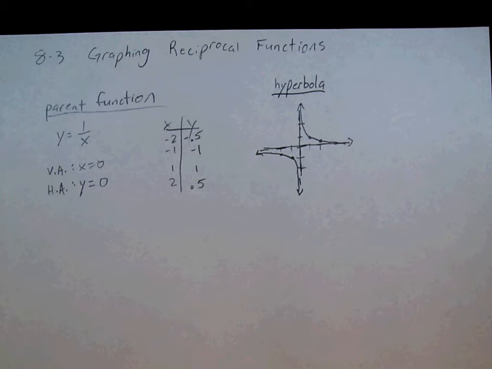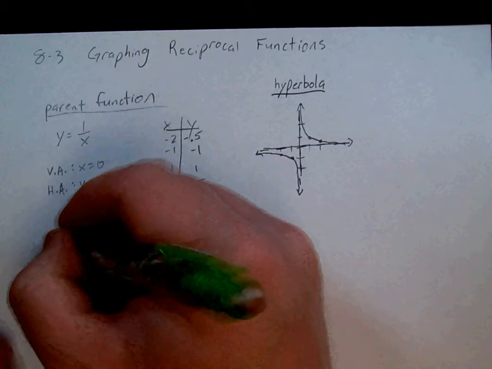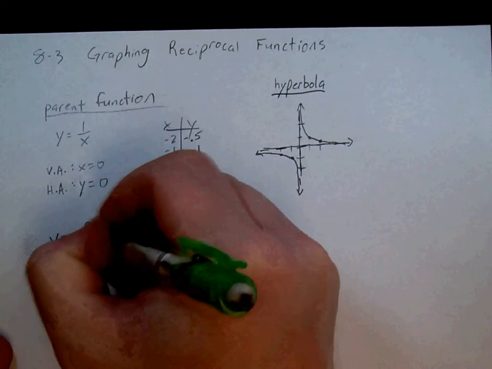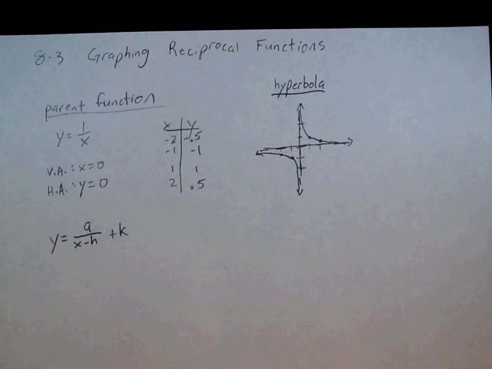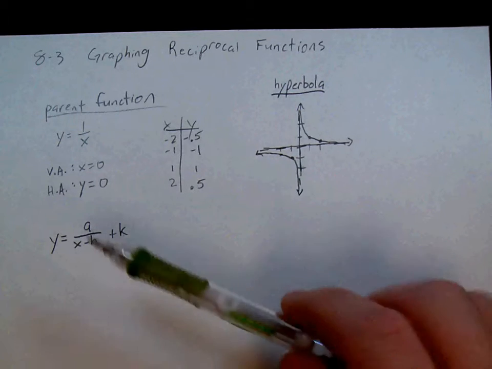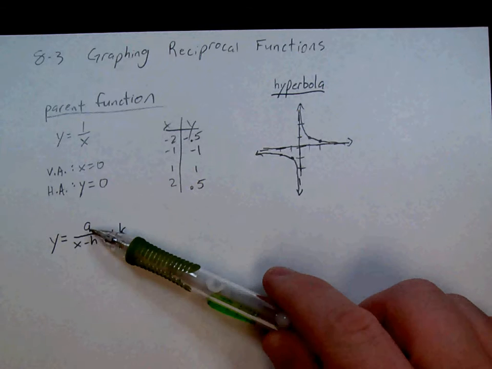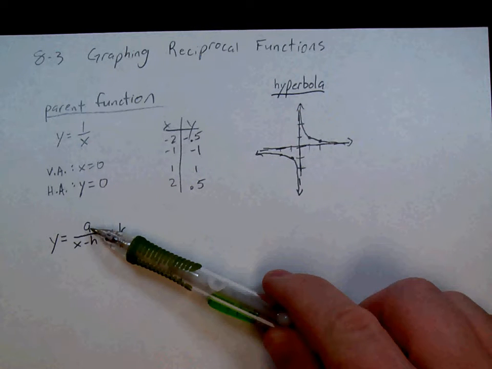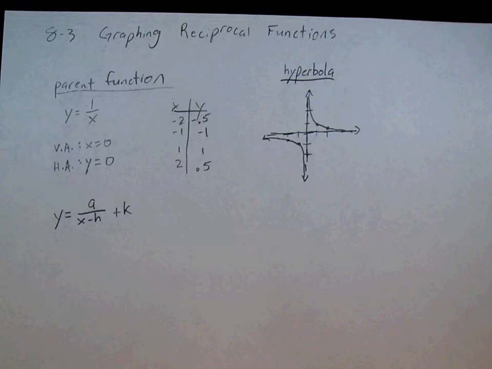So now let's look at some transformations along with that. Let me give you the generic form. y equals a over x minus h, plus k. h and k are going to be translations, as we're familiar with. h is going to be horizontal translation, k is going to be a vertical translation, and then this a is going to determine, if it's larger than 1, it's going to be a vertical stretch. If it's less than 1, it'll be a vertical compression. If a is negative, it's going to reflect, kind of like the transformations we've already encountered.